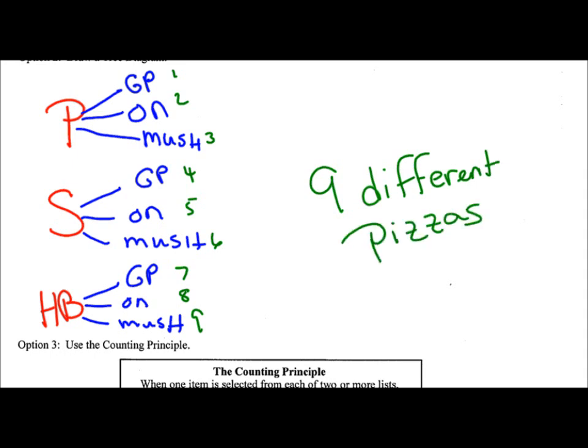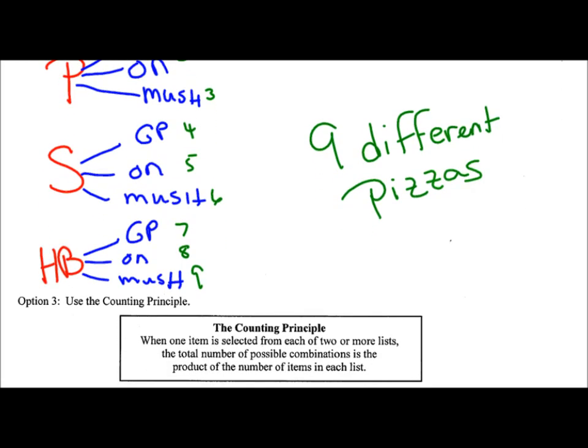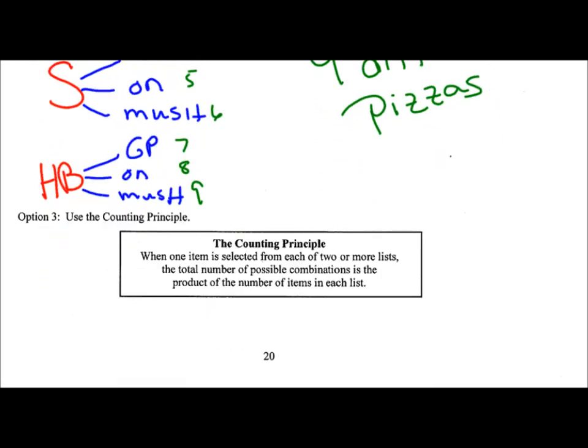Now, some people like making the tree. It's a little more organized, and it helps you keep things a little more straightforward. But the tree, or just generating the sample space using the list, either of those methods certainly works fine. Now, if you're not concerned with what the different combinations are, what the different groups are, and you just want to know how many, we can use what we call the counting principle. The counting principle simply says that if you have 2 or more lists and you're going to choose an item from each list, all you've got to do is this.